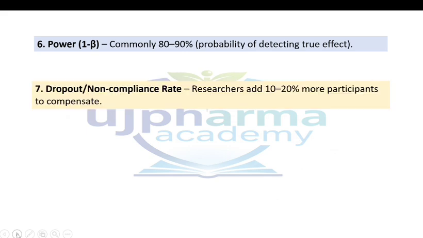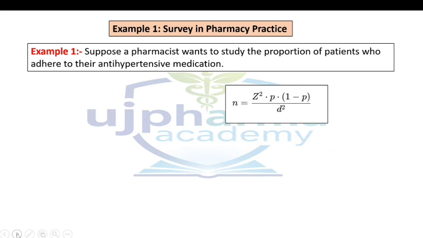The seventh one is dropouts, also known as the non-compliance rate. The researcher adds 10 to 20% more participants to compensate. In that, we now have to go through some examples of sample size calculation in surveys in pharmacy practice.